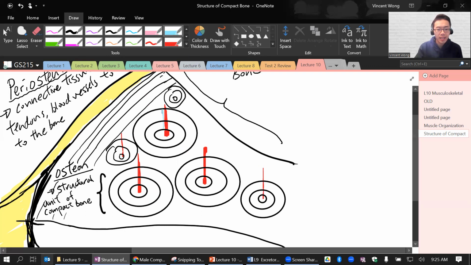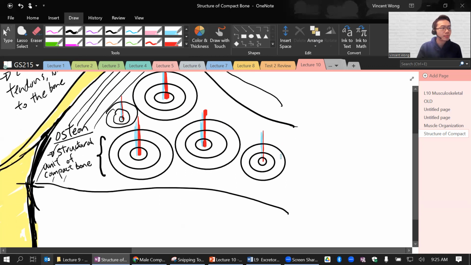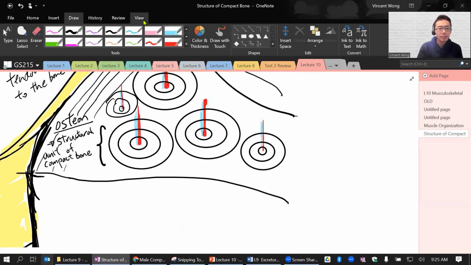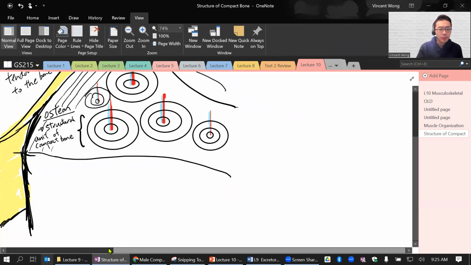And of course, you're going to have veins as well. So like I said, bone is not a static structure, it's alive. It has all these cells in it. So it's not surprising that you're going to have blood vessels.